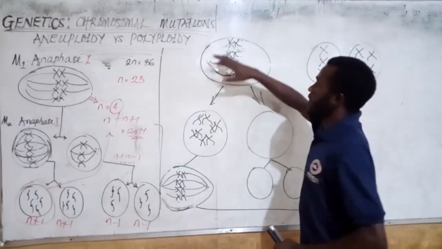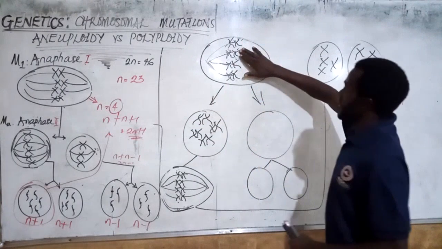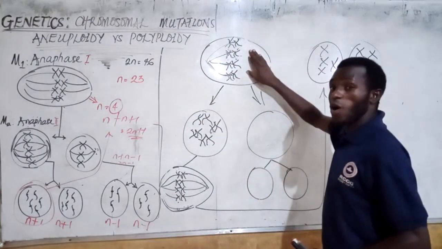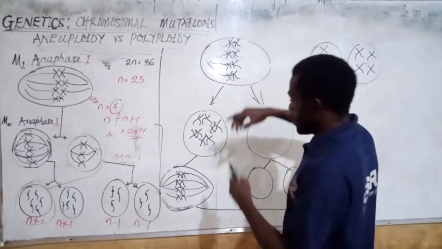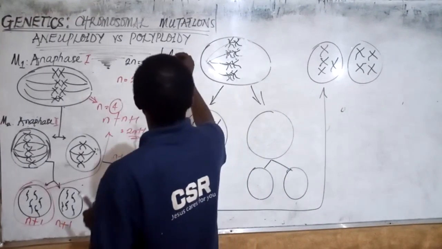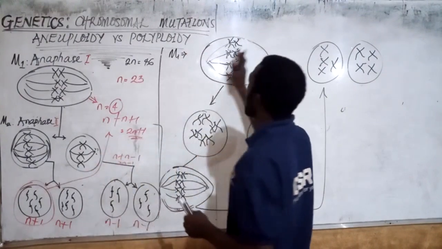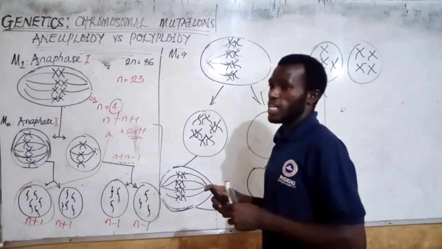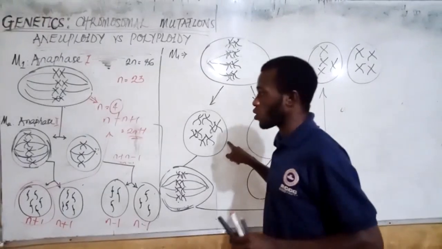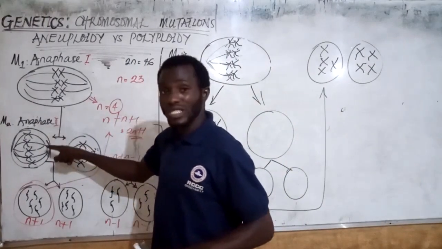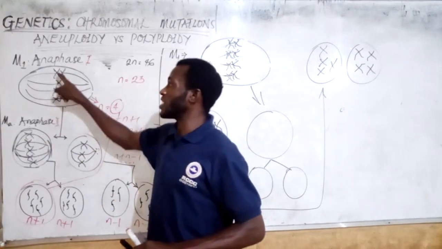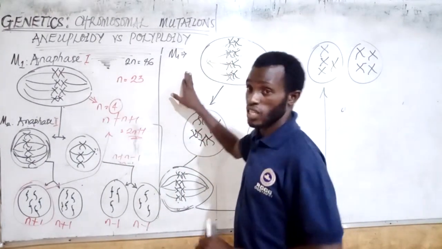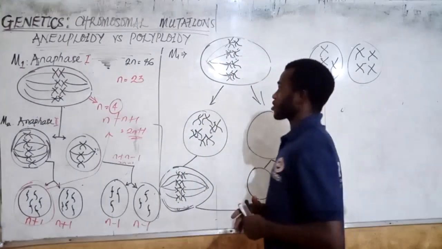Now, polyploidy is, you see, there is no spindle fiber at all formed here. So no disjunction in meiotic division 1 here, M1. This doesn't mean that non-disjunction cannot take place in M2. Non-disjunction can also take place in M2. It is not really in M1, but I decide to use M1 as where the non-disjunction is taking place. Alright, this process is spontaneous.